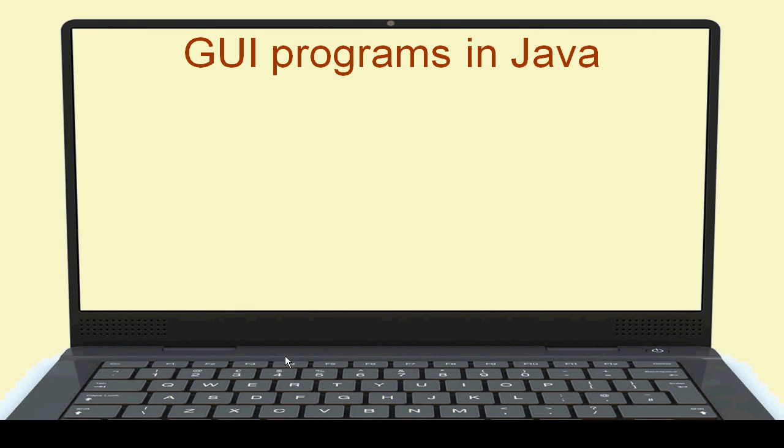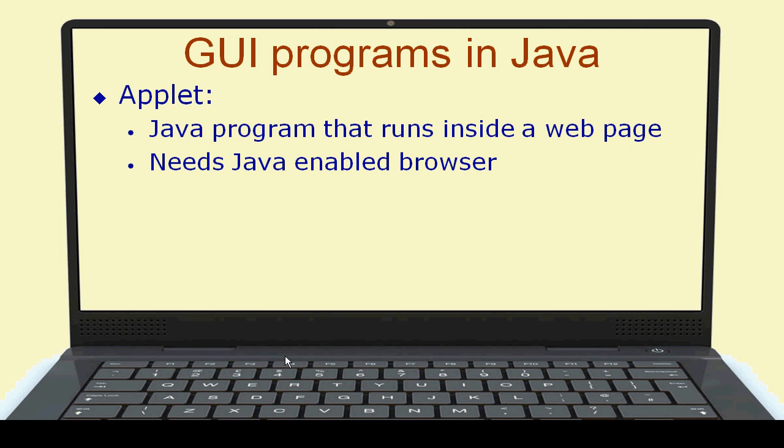Java language is a popular choice to build GUI based applications. GUI programs in Java are of two types. One is called an Applet. An applet is a Java program that runs inside a web page. It cannot run independently. In order to display the output of the applet, you will need a Java enabled browser. All the modern browsers such as Chrome, Firefox, Internet Explorer, etc., are all Java enabled.